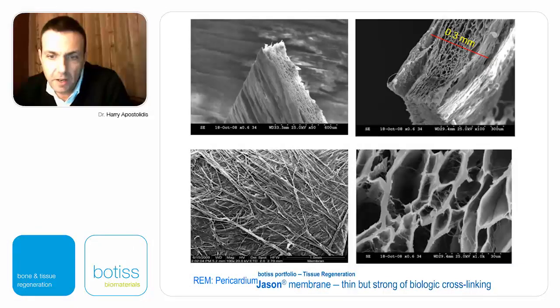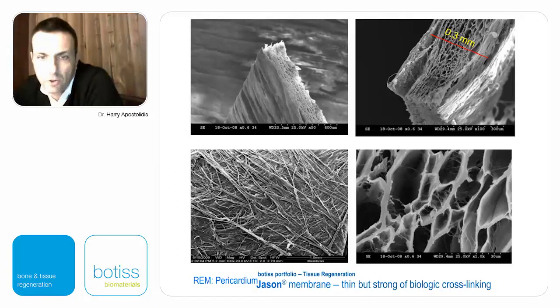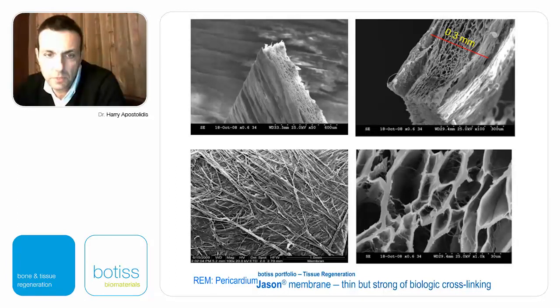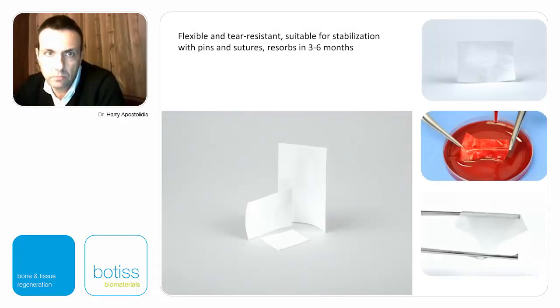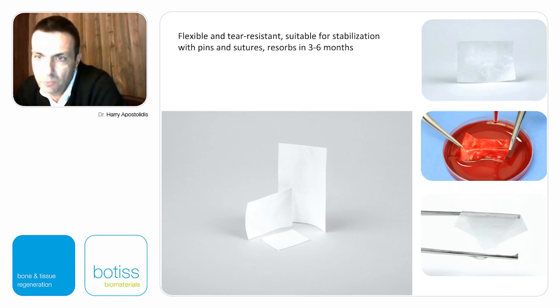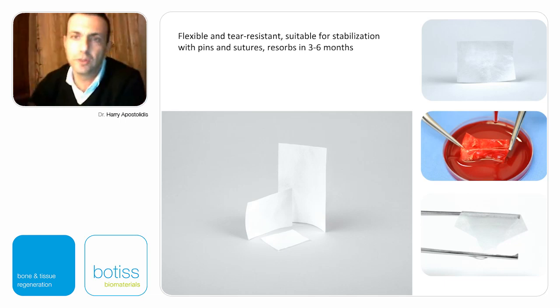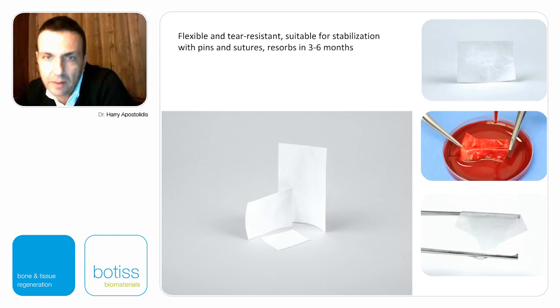So you see, it is naturally cross-linked. It's pericardium, and it's really tear resistant. Even if it's wet, you wet it with blood, or you wet it with saline, whatever you want. But it's really tear resistant. I like to pin it and pull it down to cover my graft, and it stays there, and I can suture it under my palatal flap.